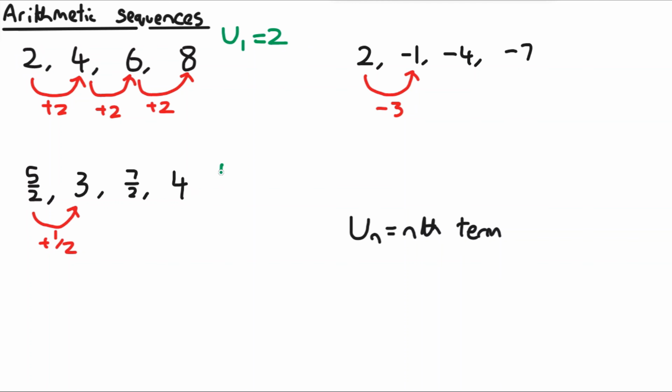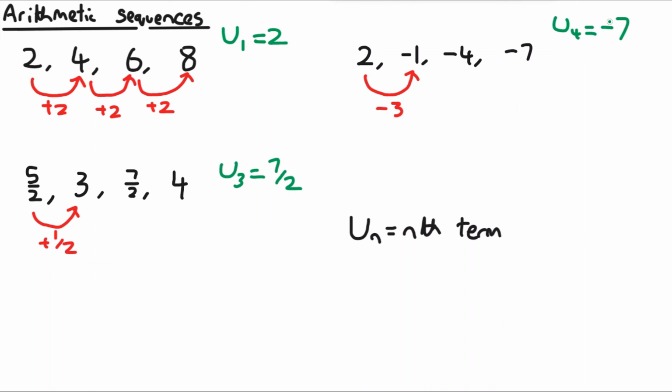For the second sequence, if we wanted to find u3, this would be the third term, so it'd be 1, 2, 3. So u3 would be 7/2. And for this sequence, if we wanted to find u4, this would be the fourth term, so it'd be 1, 2, 3, 4. So u4 for this sequence would be equal to -7.